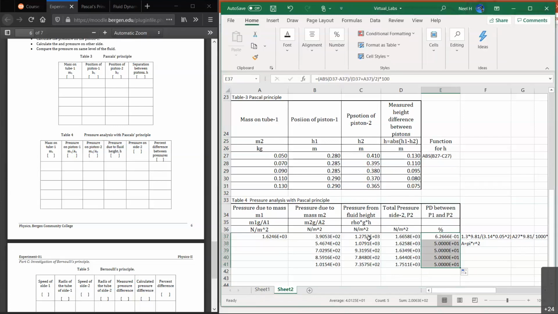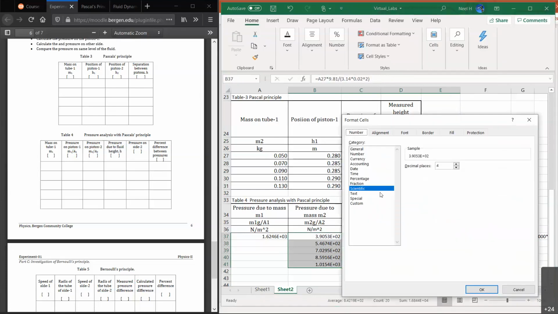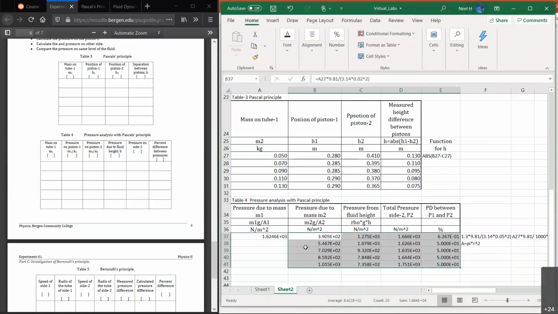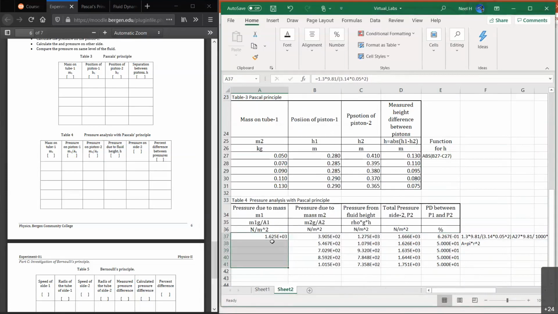And also you have to reset all these significant figure values, right? That should be about 4 significant figures. Scientific, 3 decimal places will give you 4 significant figures. Scientific, format cell, 3 decimal places will give you 4 significant figures.